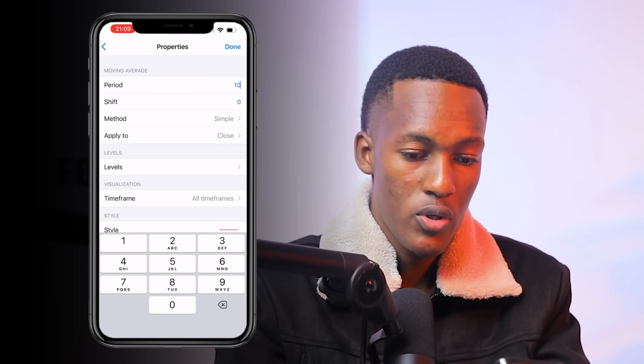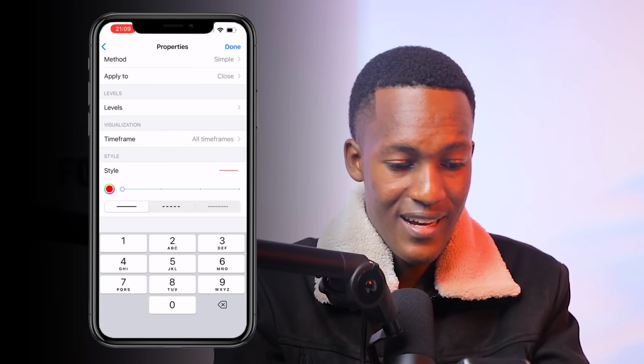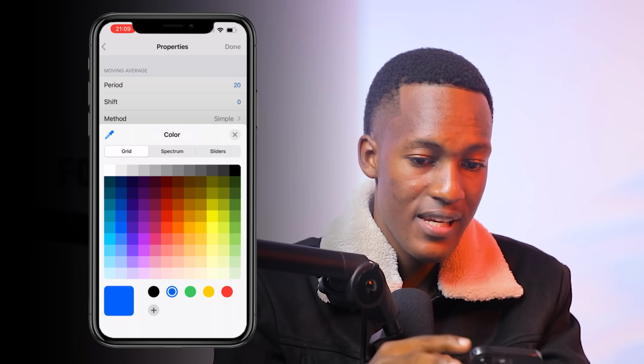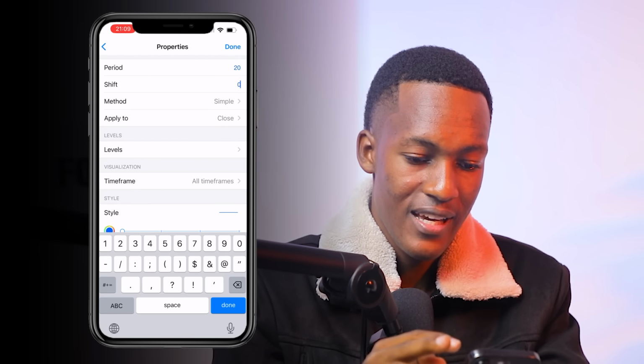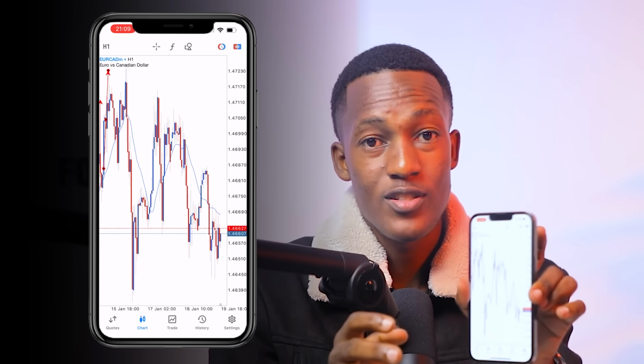Obviously for the period we are going to adjust it to 20 for the first one. Then the color, we said you can set it to any color of your preference. I would select blue, that's better for me. Then leave the other settings just like they are, then click done. So we have the first one set already.